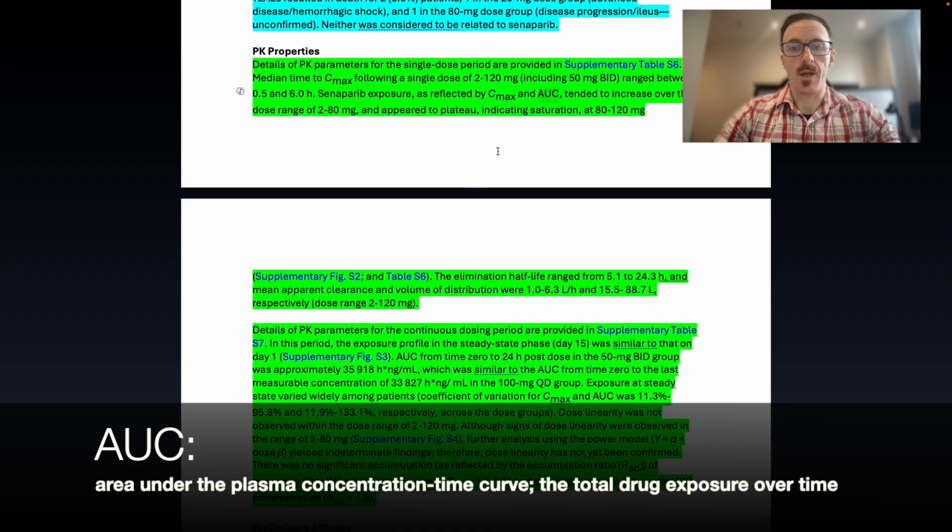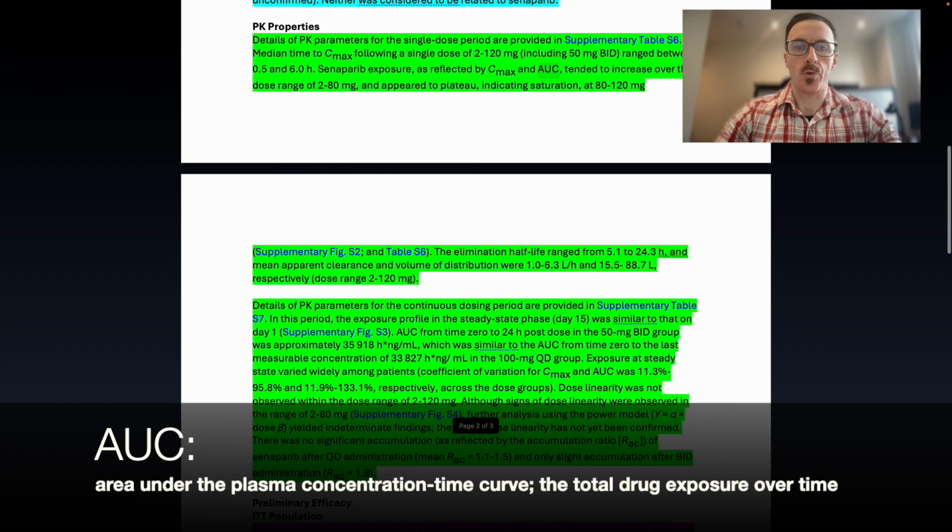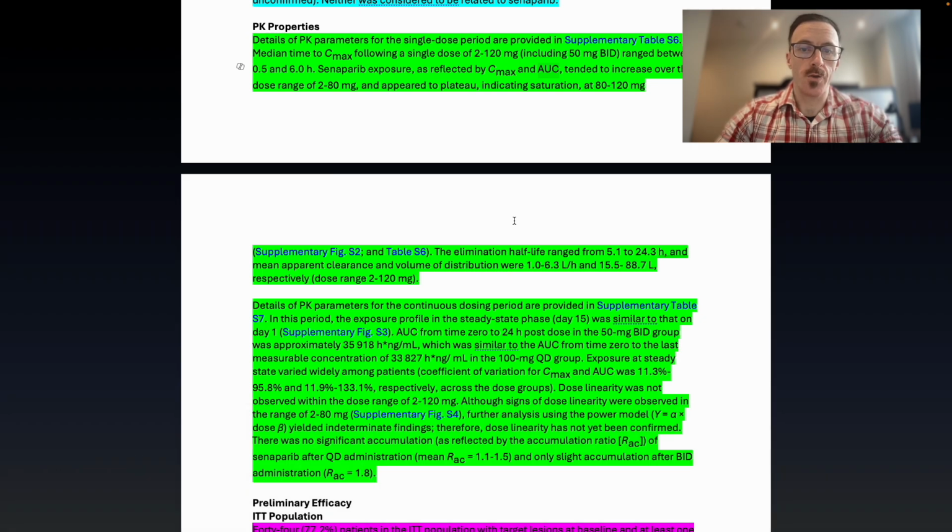So the AUC is a key parameter used to compare drug formulations, assess bioavailability, and determine dosing strategies. So as the authors have done here, a report on a drug's PK should include a description of the elimination half-life. So this is also important, and it refers to the time it takes for the plasma concentration of a drug to decrease by 50% due to either metabolism or excretion.